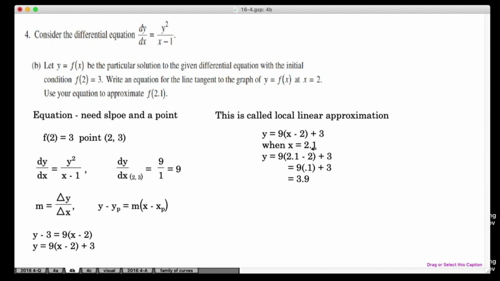So when x is 2.1, in this format, it's very simple because if I plug 2.1 in for x, you see right here 2.1 minus 2 is 0.1. 9 times 0.1 is 0.9 plus 3, 3.9. So it's much easier calculation. Okay.